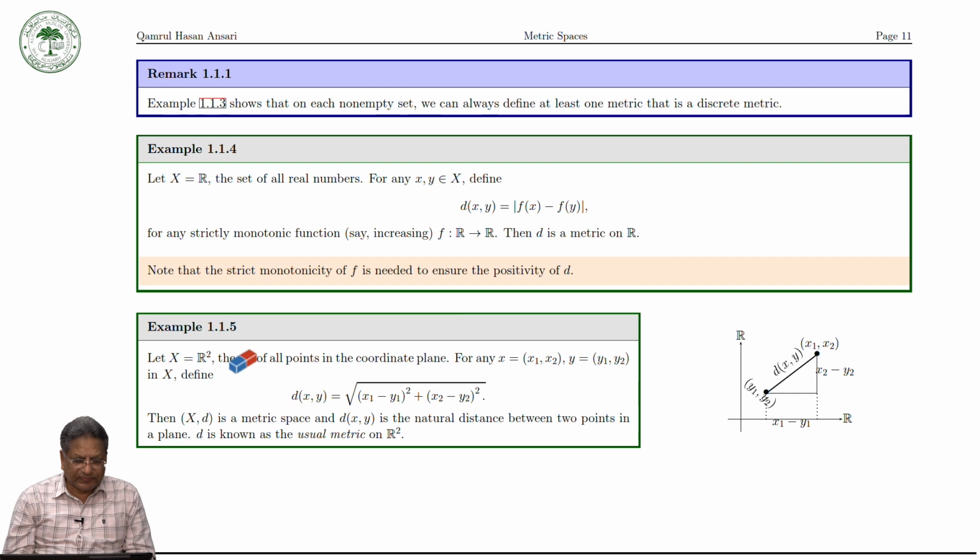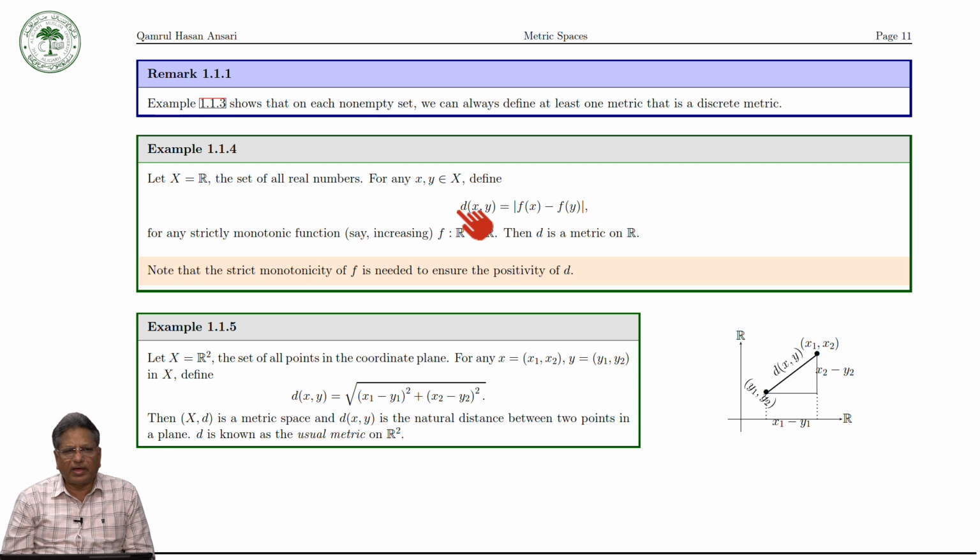So let us consider X is equal to R, the set of all real numbers, and define d(x,y) is equal to mod of f of x minus f of y, where this f is a strictly monotonically increasing function. If f is strictly monotonically increasing, then we can define d(x,y) is equal to mod of f of x minus f of y in this way. And then you will see that this d also satisfies all four conditions of a metric.